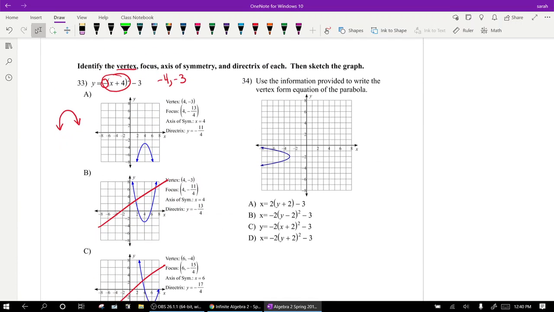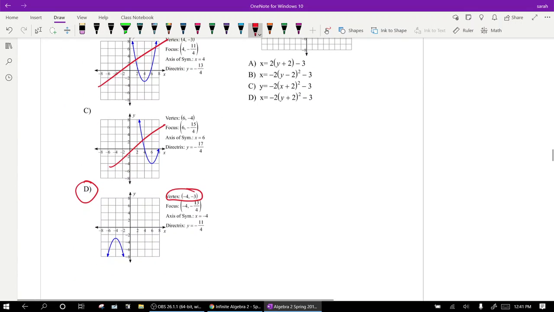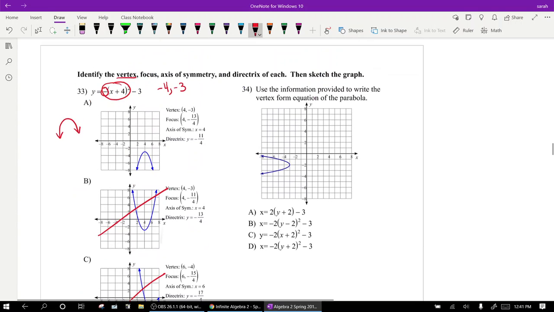It's really all that we need to do at this point. Don't even try the axis of symmetry. You could look at that and see, take a look at those. But once you have the vertex, everything else is going to fall into place. All right, 34.